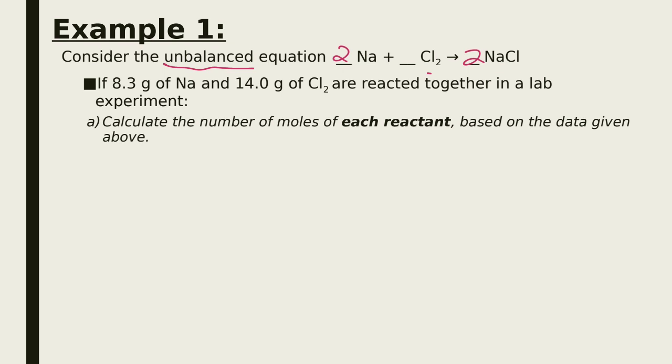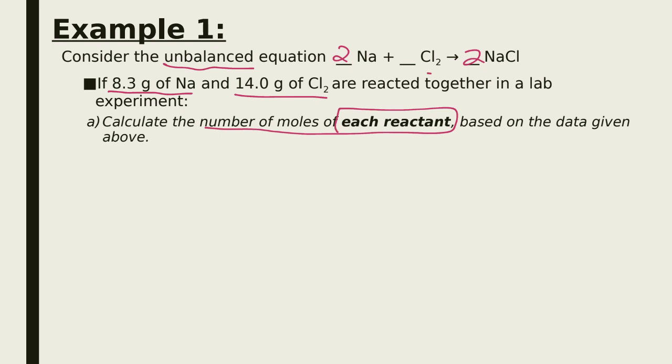So what will be different now in these types of questions is they're going to start to tell you amounts of each reactant. So notice we have 8.3 grams of sodium and 14 grams of chlorine reacted together. You haven't seen that before. It's always just been one mass given to you and you being asked to solve for mass or molecules of a different substance. So when we approach these kinds of questions, the very first thing that we have to do is calculate the number of moles of each reactant.